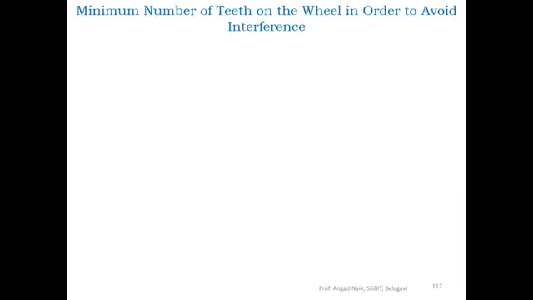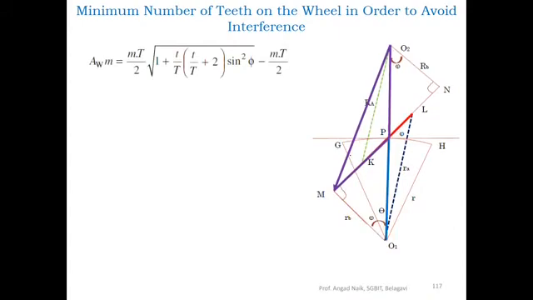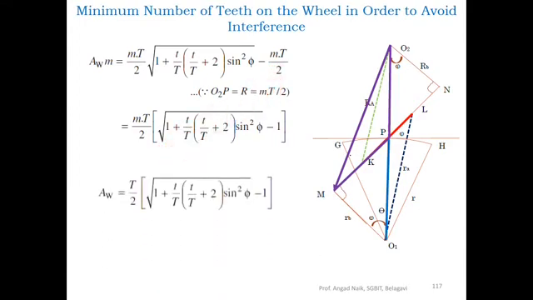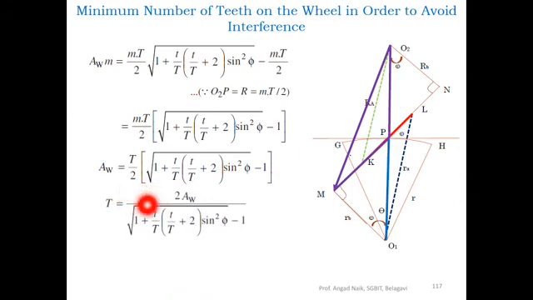So substituting the values of O2M minus O2P, we get this equation: AW into m is equal to mT by 2 into square root of 1 plus small t by capital T into small t by capital T plus 2 into sine square phi minus this is O2P, which is mT by 2. Next we'll further simplify, keep the terms common, that is mT by 2 is kept common, and we get this equation. Then on the left hand side there is AW into m, so this m and the right hand side m get cancelled. We are left out with AW is equal to T by 2 into the whole term. Next, capital T is equal to 2 times of AW divided by the whole term.